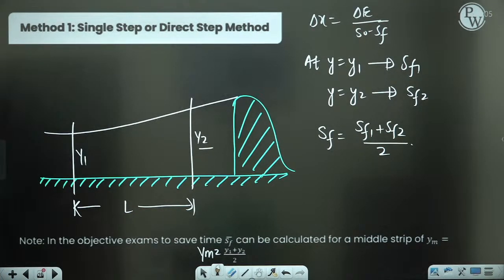So this is the first method that we call the single step or direct step method. Kindly note down quickly.